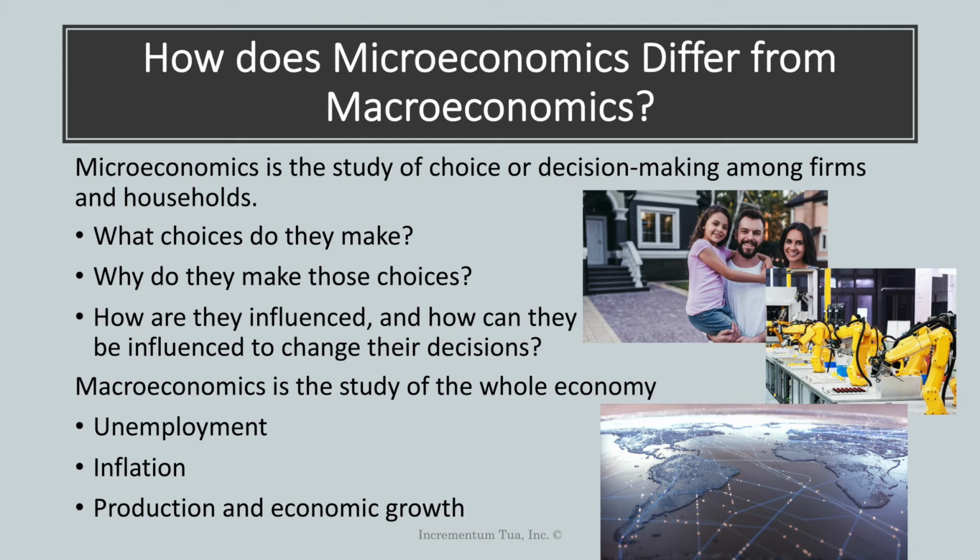Now, one way to remember the difference between the two is to look at the word itself. So microeconomics has the prefix micro, which means small, so again, individuals, households, firms, while macroeconomics has the prefix macro, which means the larger. So we're looking at the larger picture, the whole economy, whole countries, comparing countries with one another. So that's a way to kind of remember the difference. Micro means small, macro means large.